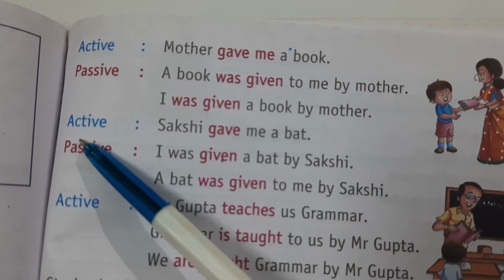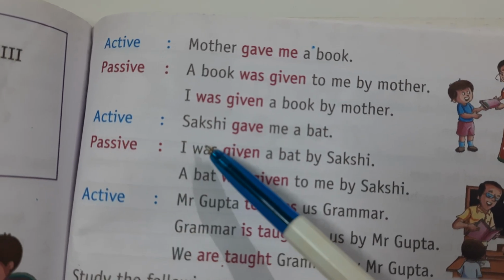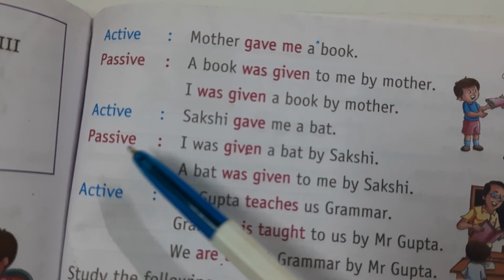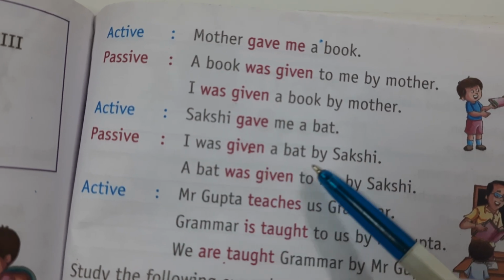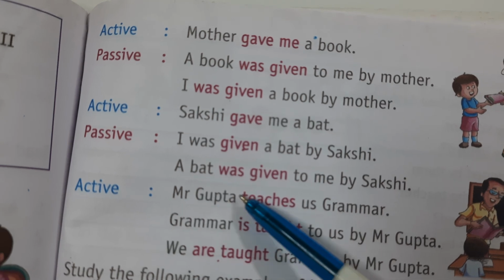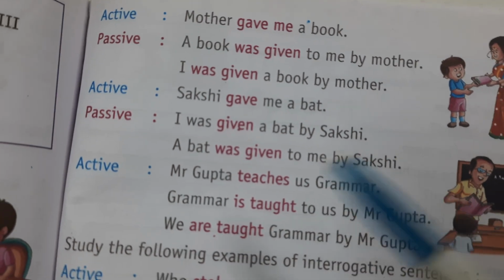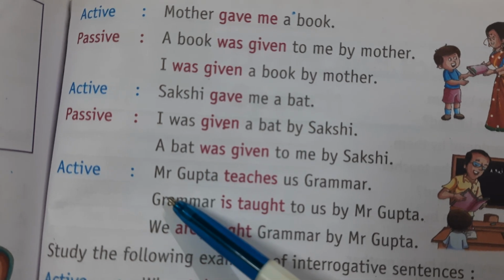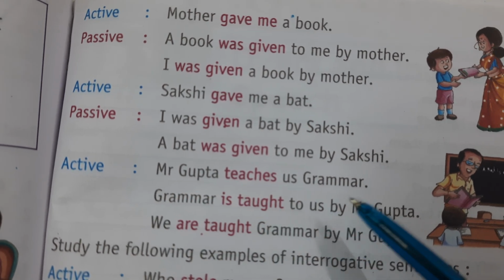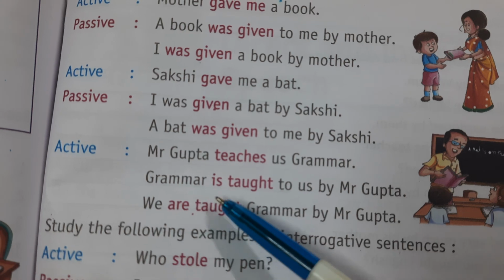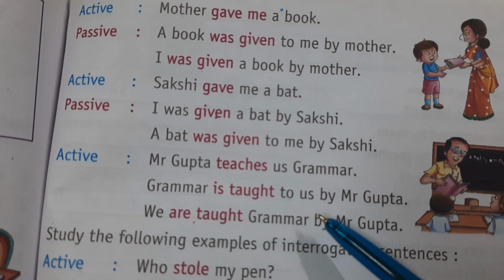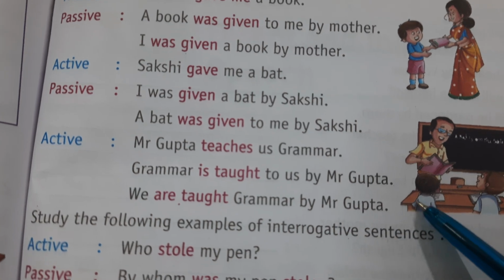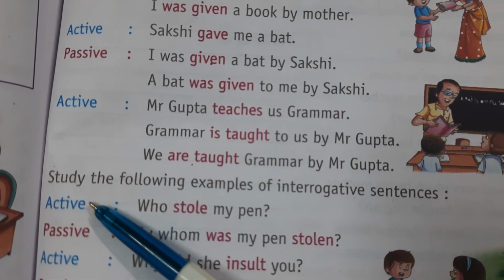Active: Sakshi gave me a bat. Passive: I was given a bat by Sakshi. A bat was given to me by Sakshi. Active: Mr. Gupta teaches us grammar. Passive: grammar is taught to us by Mr. Gupta. We are taught grammar by Mr. Gupta.